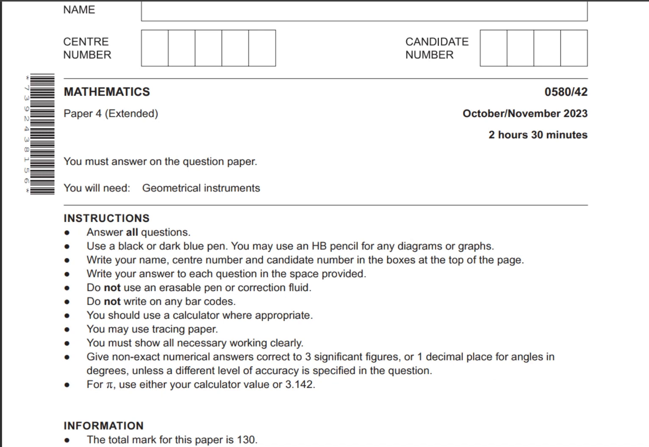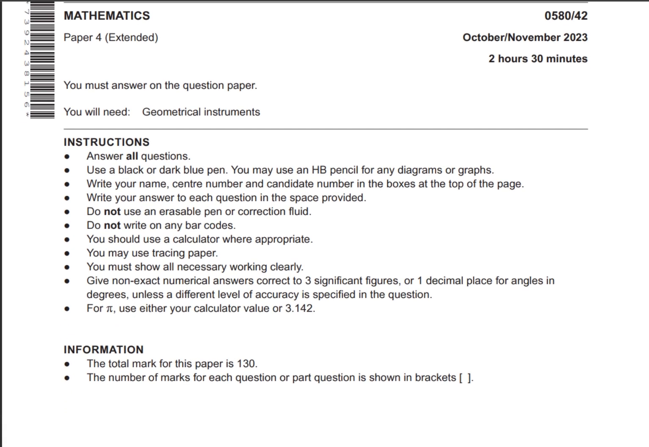Today we are going to work October-November 2023 0580 IGCSE paper 4 variant 2. Okay? Just in the beginning, I want to say something here. Something in these instructions is very important. Look here in this one. Give non-exact numerical answers correct to 3 significant figures.